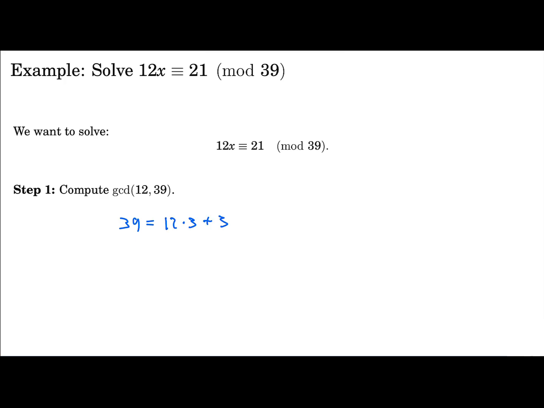Now you take this number and divide it by this remainder. Now you do 12 = 3 times 4 plus 0. So now we got a remainder of 0, so the GCD is going to be the previous remainder. And so what this means is that the GCD of 12 and 39 is equal to 3. That was the first step.